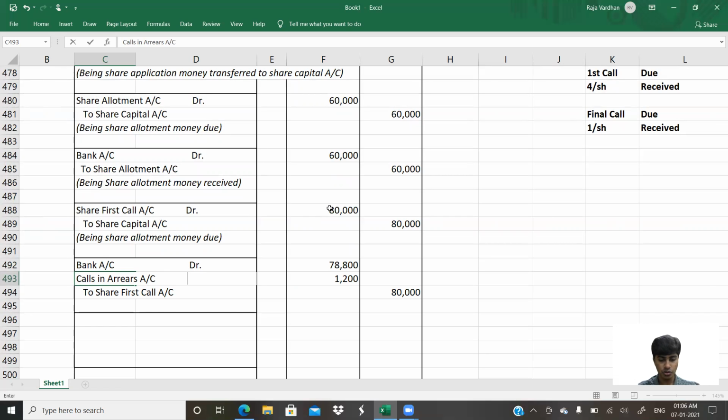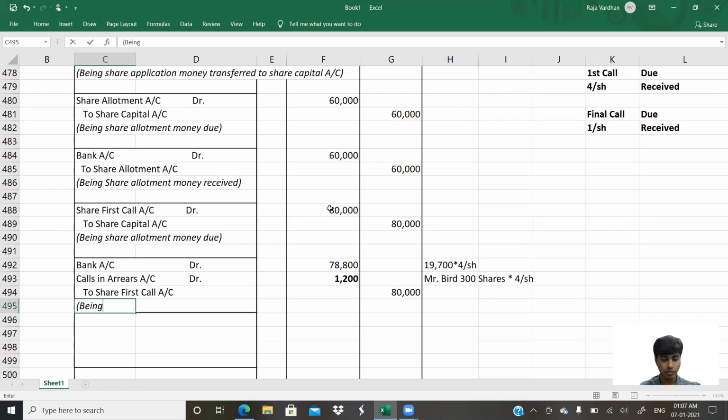Who's this person who didn't pay? Mr. Bird. I'll write here. 300 shares multiplied by 4 per share he didn't pay. 300 into 4, that gives me 1,200. This is tricky, remember this. 78,800, how did I get? 19,700 multiplied by 4 per share, and this for 20,000 shares. I hope that's not an issue.